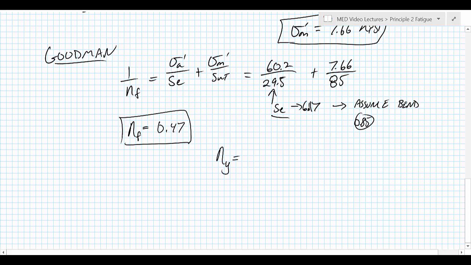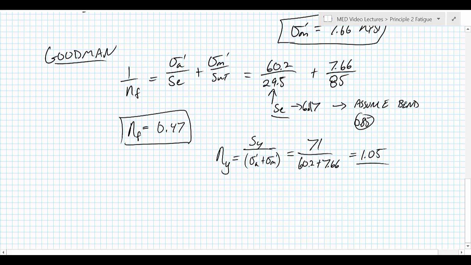The yield factor of safety is the yield strength, and we can combine these, the axial plus the mean, and come up with what we might call an equivalent maximum stress. So the strength compared to the maximum stress it's under. If you do that, you get 71 kpsi divided by 60.2 plus 7.66, so about 67.8, or a yield factor of safety of about 1.05. All right. So now this says it's not going to yield, but it's really close.